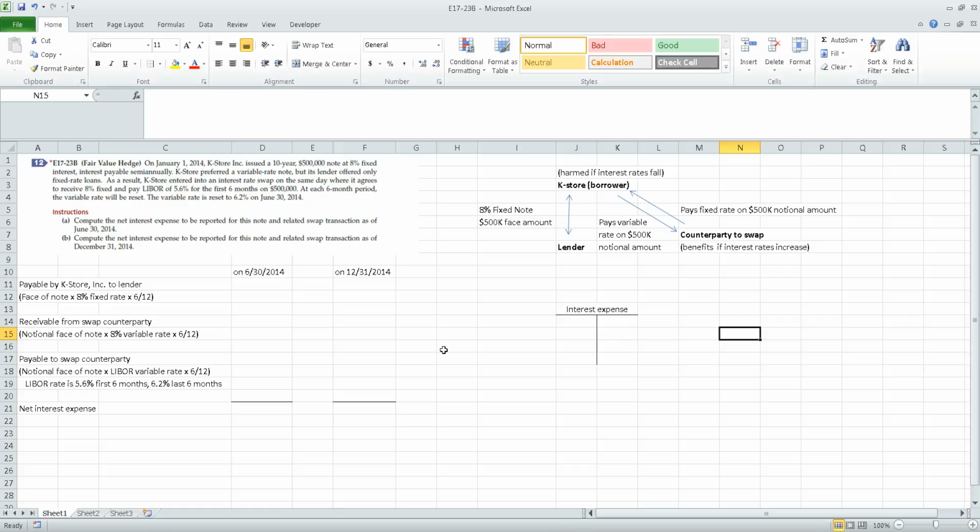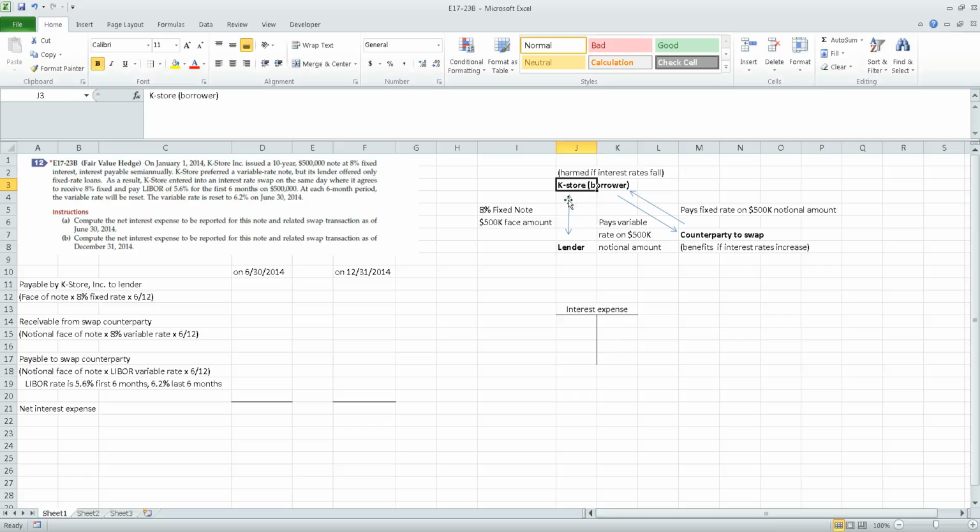So here we are. I'm going to read the facts and describe the little diagram that I've prepared to depict the facts. On January 1st, 2014, we've got K-Store. K-Store is a borrower. They issue a 10-year $500,000 note at an 8% fixed rate of interest to a lender. So they go to the lender, they borrow money, and the lender says, yeah, we'll lend you $500,000. We want 8% interest, and we're going to make the interest rate fixed over the term of the loan.